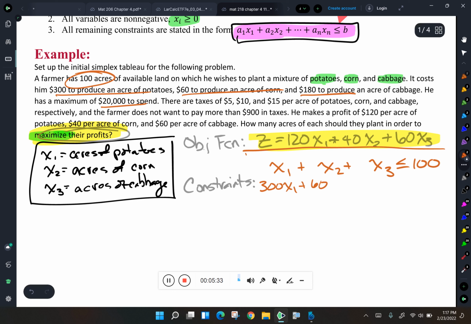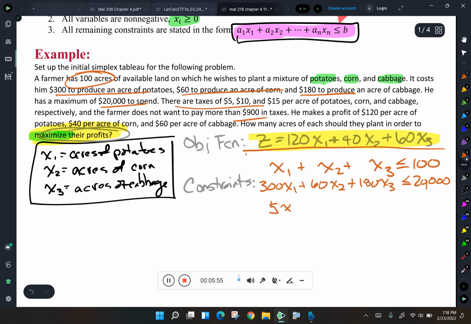$60 per acre of corn plus $180 per acre of cabbage, and I don't want to spend more than 20 grand. And I've also got a taxes issue here. I don't want to spend more than $900.